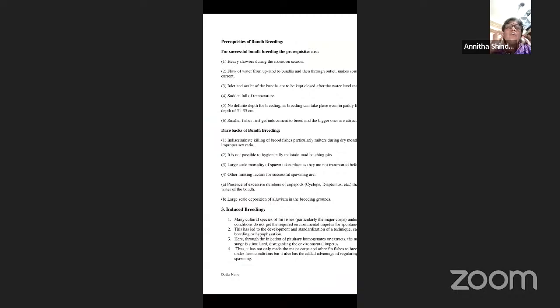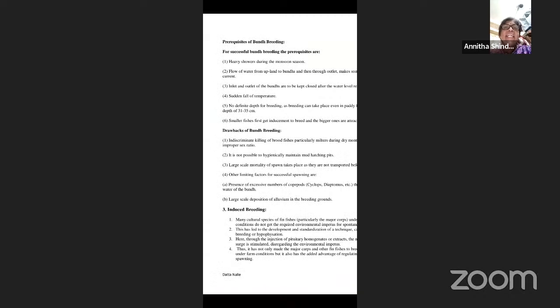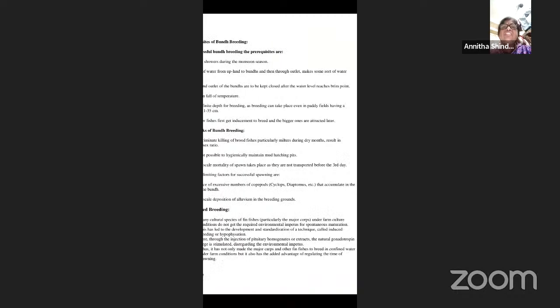Then a flow of water from upland to bunds and then through outlet makes some sort of water current. So the flow of water from upland should come to the bunds and then it should go through the outlet. It should make some sort of water current. Then inlet and outlet of the bunds are to be kept closed after the water level reaches the brim point. Are you getting my point?